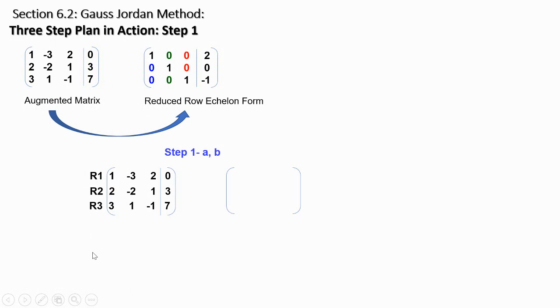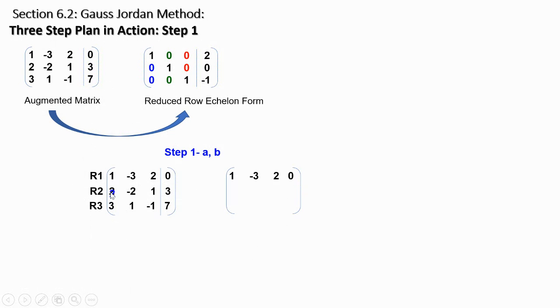So the objective here for step 1: we keep row 1. So the 2 has to be a 0, and the 3 must be a 0. We see this is color coded. The blues is the first step. The greens is going to be the second step, and the red will be the third step.